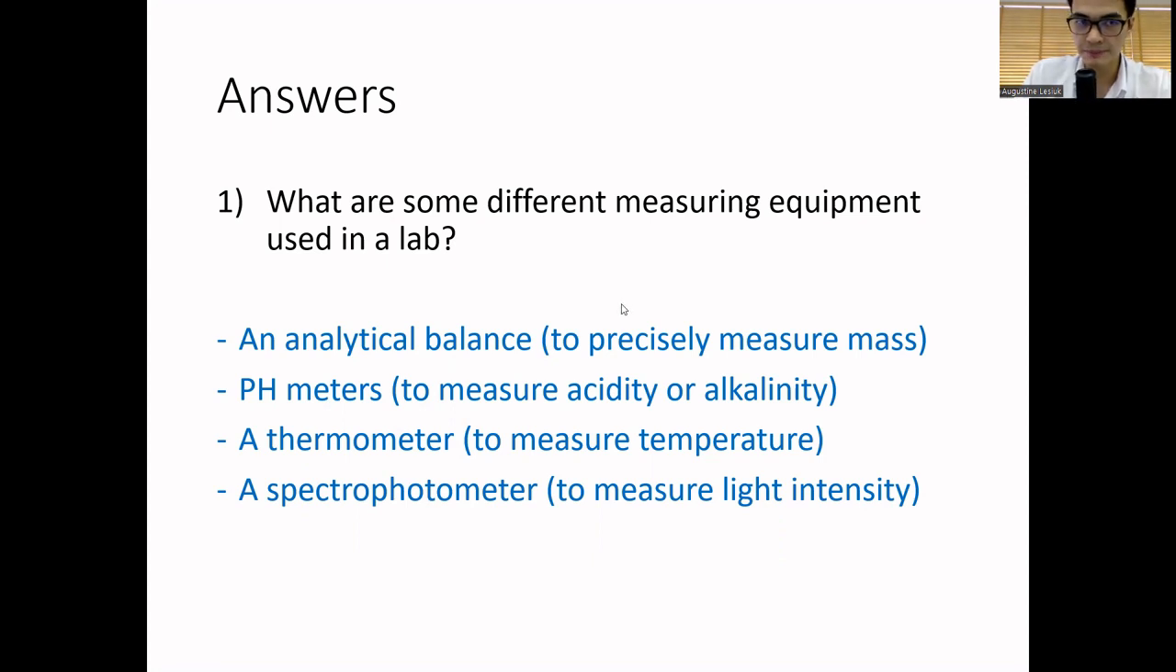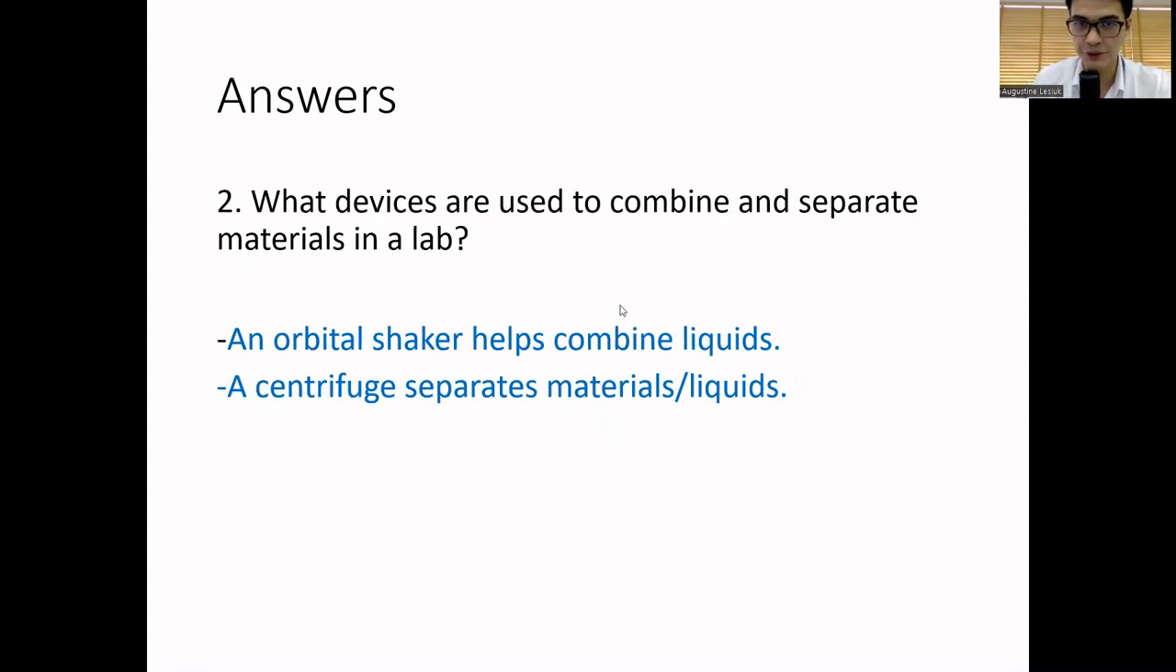For the second one, what devices are used to combine and separate materials in a lab? According to the passage, we have an orbital shaker, which helps us combine liquids. And lastly, we have a centrifuge, which helps separate materials or liquids, right? So the orbital shaker combines things while the centrifuge separates them. Those are the answers for the first warm-up. Now we're moving on.